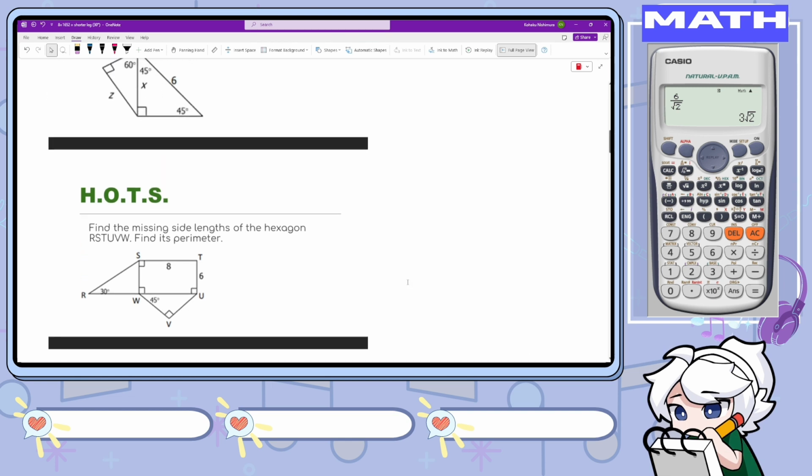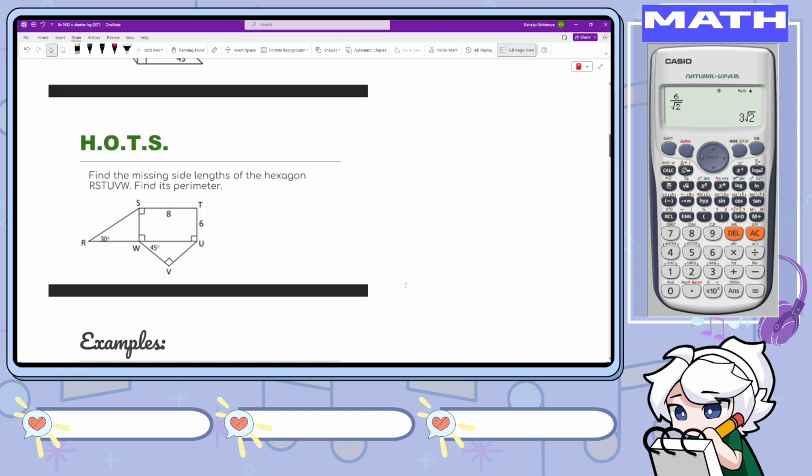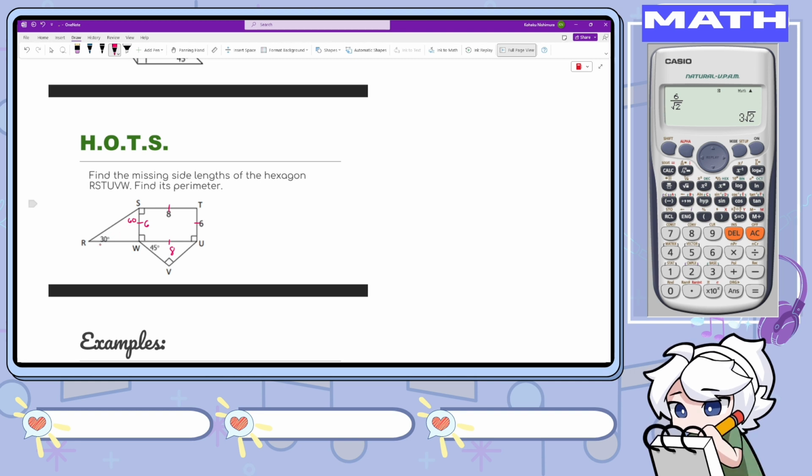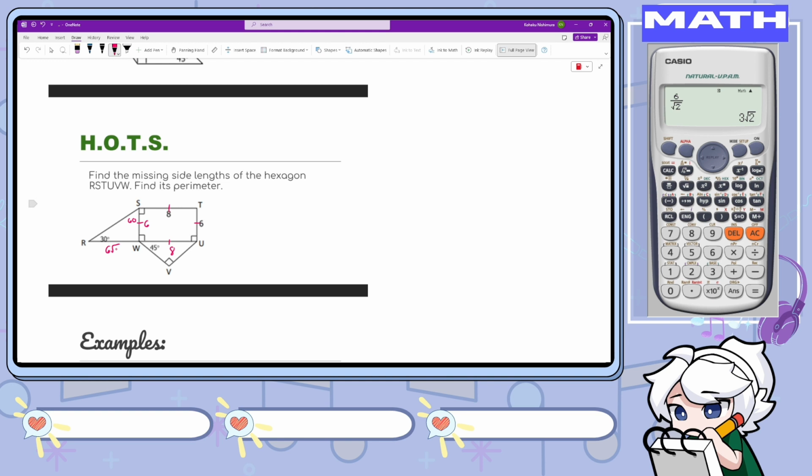Okay, I will answer this one, but you can pause the video if you want to work on this on your own. So now, this is a rectangle, meaning the opposite sides are congruent. This should be 8, this should be 6. Let's use that to compute for the other sides. Now, if this is 30, this should be 60. And this particular side is opposite 30. So, meaning, the opposite of 60 is just 6 square root of 3 because we need to multiply the shorter leg by square root of 3. And if you want to get the hypotenuse, you need to multiply 6 by 2. And 6 times 2 is 12.